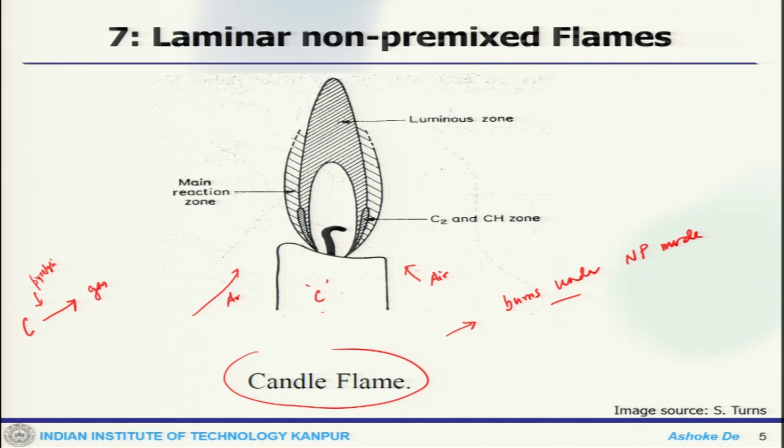So, there are different zones that you can actually distinguish. This is your main reaction zone, and this is your luminous zone, which you can see there. When the candle burns, you can see a nice luminous zone, and this is some of the other reaction zone where you see some radicals, the CH zone, the C2 zone.